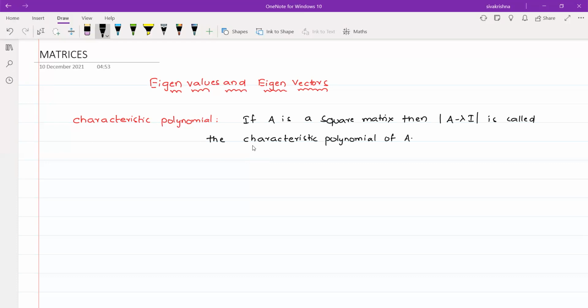In this determinant, capital A is the given matrix. Here I is nothing but the identity matrix, and you have to multiply that identity matrix with lambda, and after that subtract it from A. So the value of the determinant of A minus lambda I is called the characteristic polynomial. This is the first definition we should know.